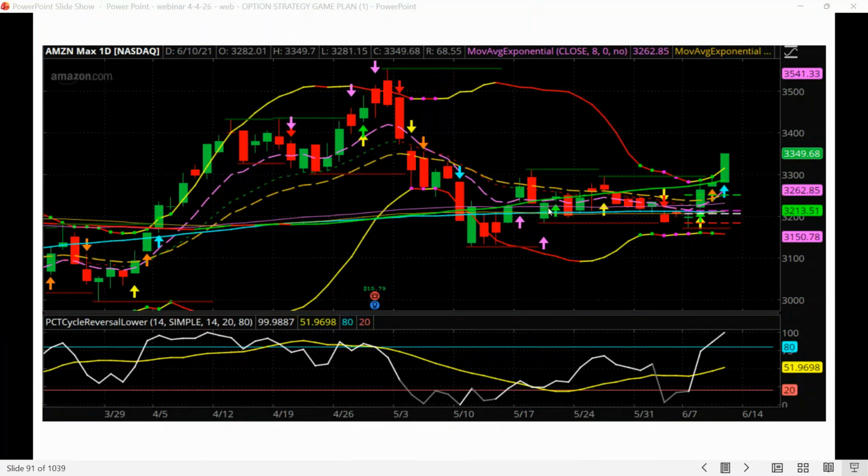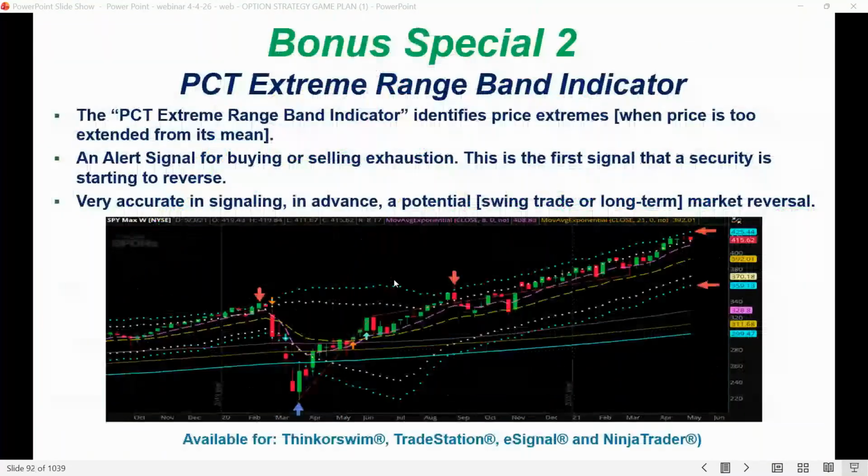And here's just an example. Here was Amazon. This is such a great indicator. You can see we had a cycle reversal here, and then it started trading back up. We had a cycle reversal here. Anyway, that's a highlight to show you exactly what that looks like. There's an upper and lower band with this indicator.